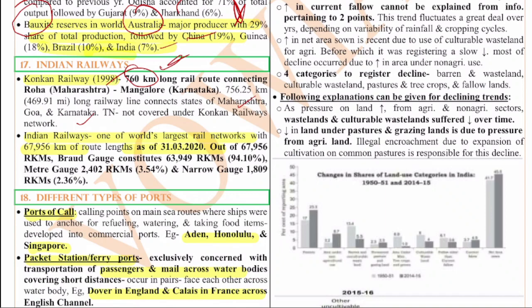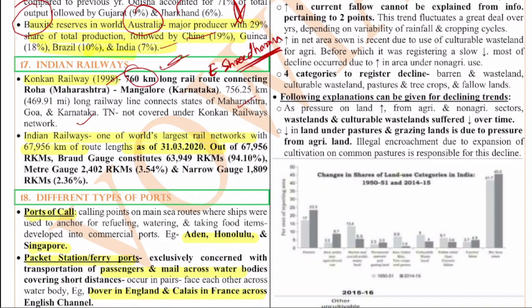There is this person, you might have heard his name, E. Sridharan. He is also called the Metro Man of India. This famous person, E. Sridharan, was responsible for the construction of the Konkan Railway, because it goes through the Western Ghats and it is a very complicated task.